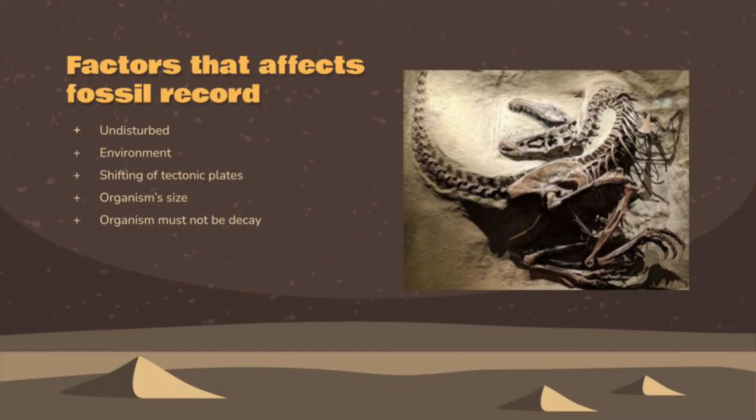The shifting of tectonic plates is also a great factor that can affect the fossil record. It is able to obscure or even destroy these fossils. The organism's size is also a great factor that could affect these fossil records. Larger animals have a higher chance of doing so because there are more pieces to go around. On the other hand, small organisms have a smaller chance of getting their own fossil record. And lastly, the organism must not be decayed for the fossilization process to work.